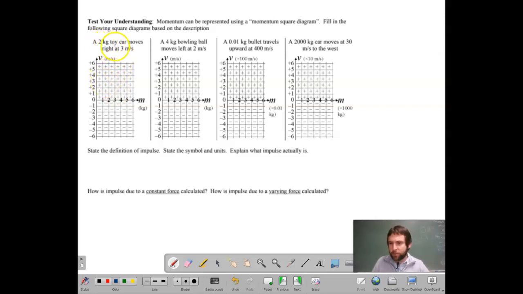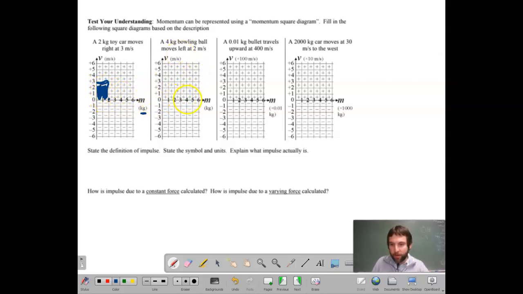So we have a 2 kilogram toy car. We have our mass on the x-axis and velocity on the y-axis. So we would say 2 kilograms because mass is measured in kilograms, and then it goes 3 meters per second, so all the way up here. And you could just shade in these blocks, and that would be your momentum for this object.